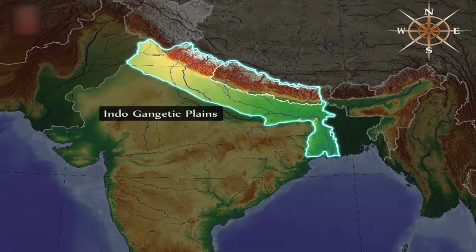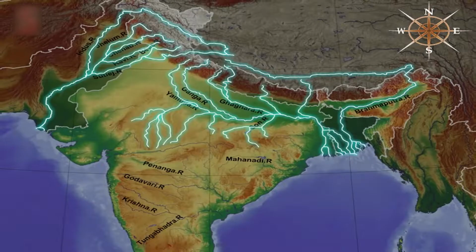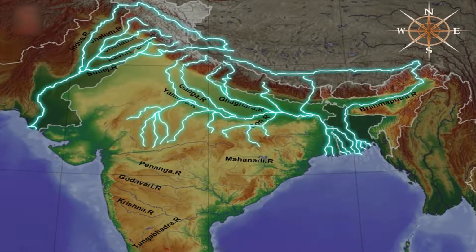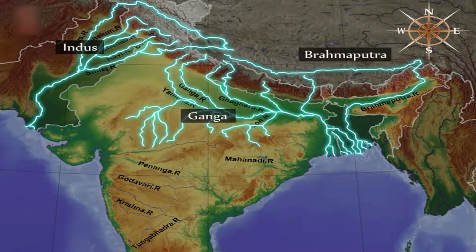The Indo-Gangetic Plains extends from the Punjab Plain in the west to the Brahmaputra Valley in the east. The northern plain has been formed by the interplay of the three major river systems, namely the Indus, the Ganga and the Brahmaputra, along with their tributaries.